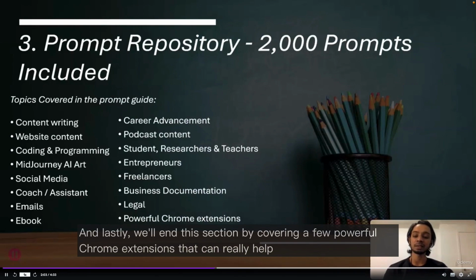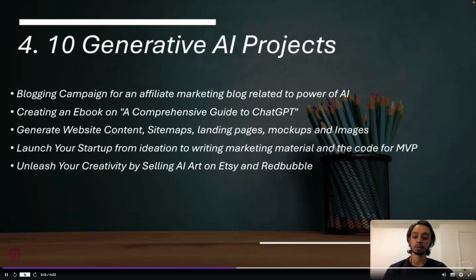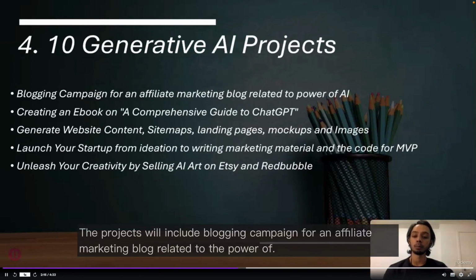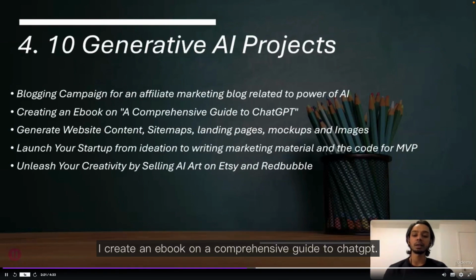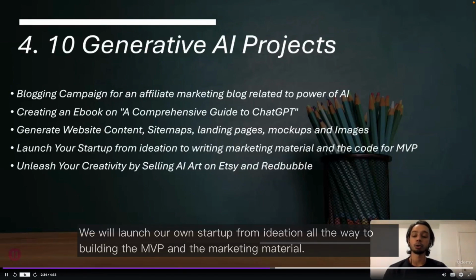And lastly, we'll end this section by covering a few powerful Chrome extensions that can really help you improve your productivity. In the fourth and final module, we'll produce 10 different projects using generative AI. The projects will include blogging campaign for an affiliate marketing blog related to the power of AI, create an ebook on a comprehensive guide to ChatGPT, generate website content, site maps, landing pages, mockups, and images for a software consulting website. We will launch our own startup from ideation all the way to building the MVP and the marketing material.